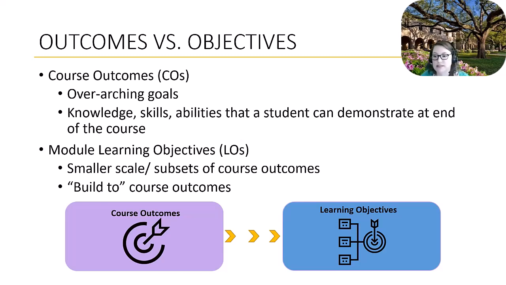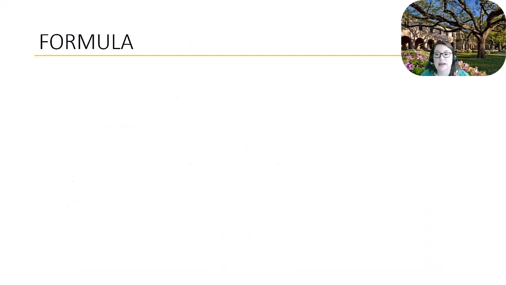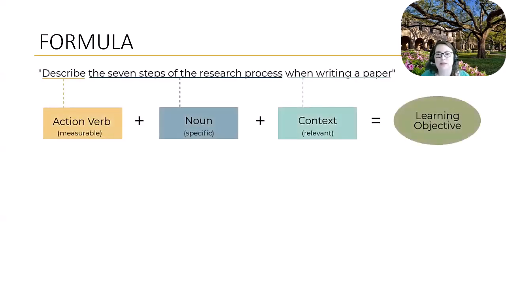So next we'll describe a tool that might be helpful for you as you work through writing or revising your course outcomes and module learning objectives. We have a handy dandy formula. The formula for writing outcomes includes an action verb, which is what you want them to do, a noun, which is the topic of the outcome, and the context, such as the when or the how. When writing or revising your course outcomes and learning objectives, we recommend that they are measurable and observable.